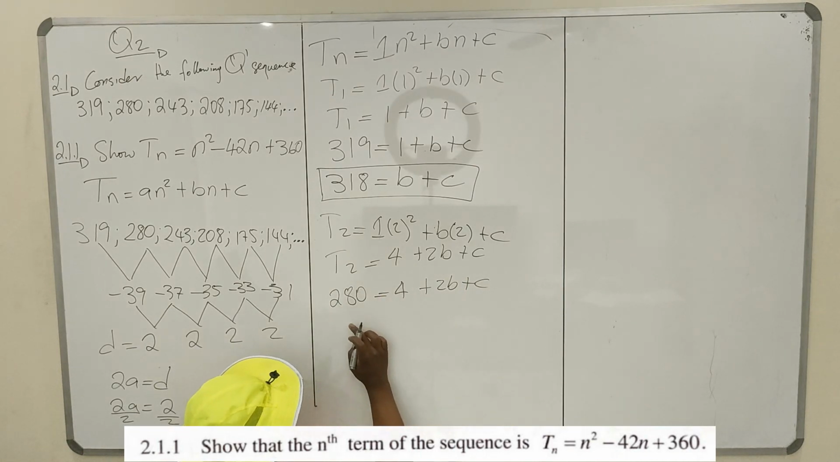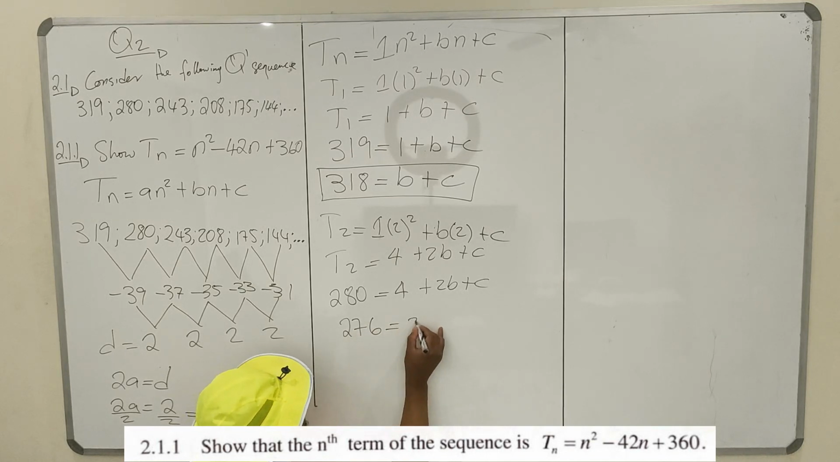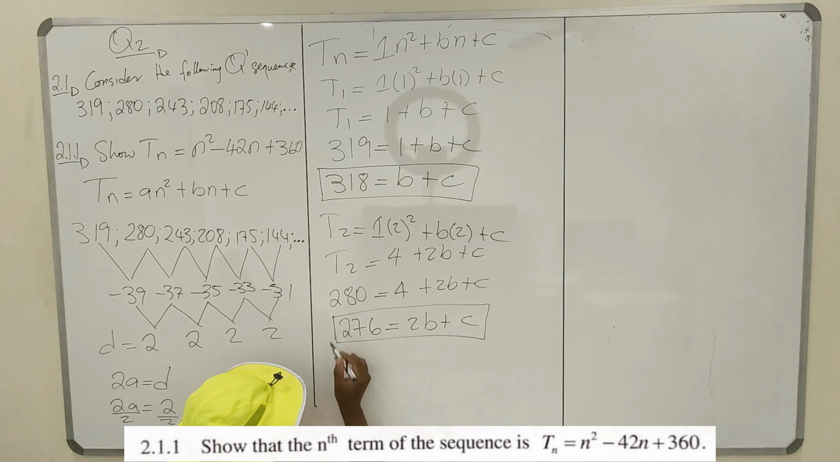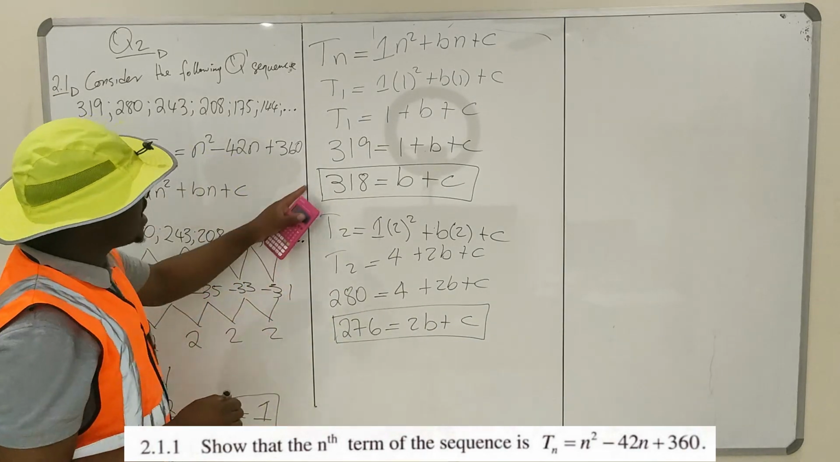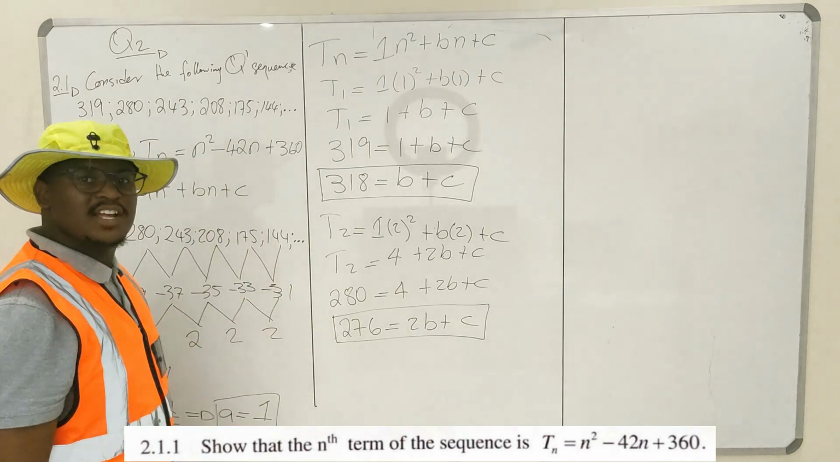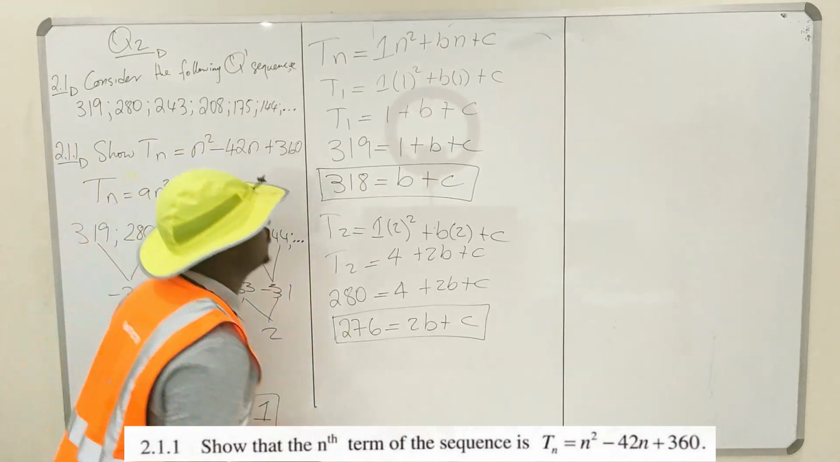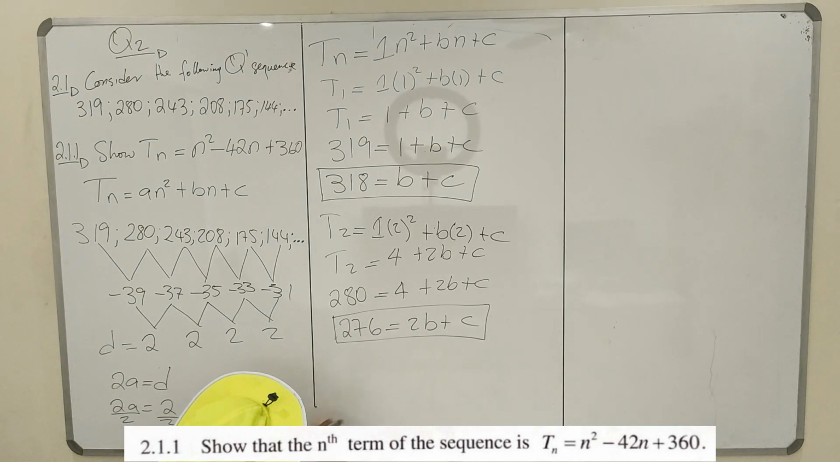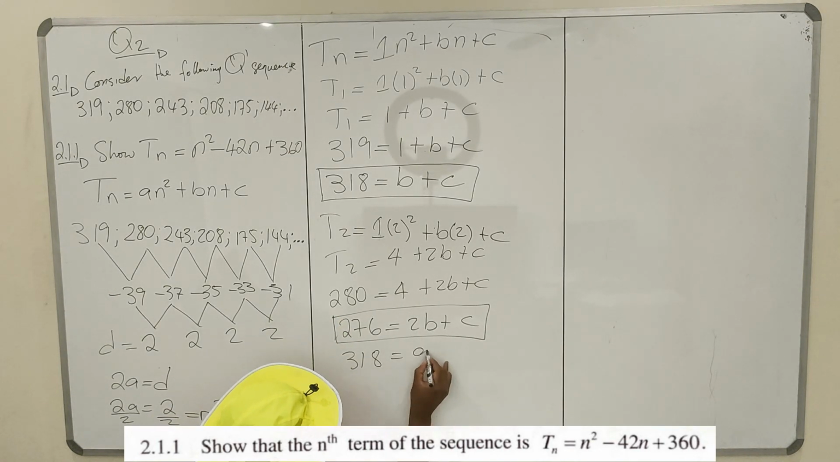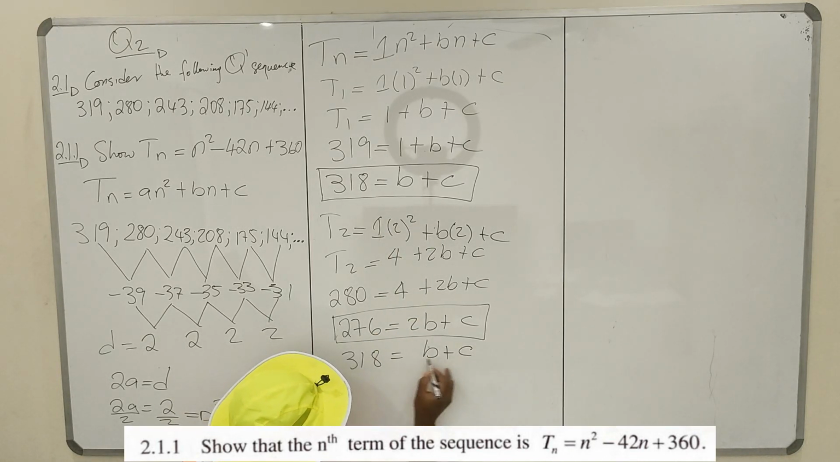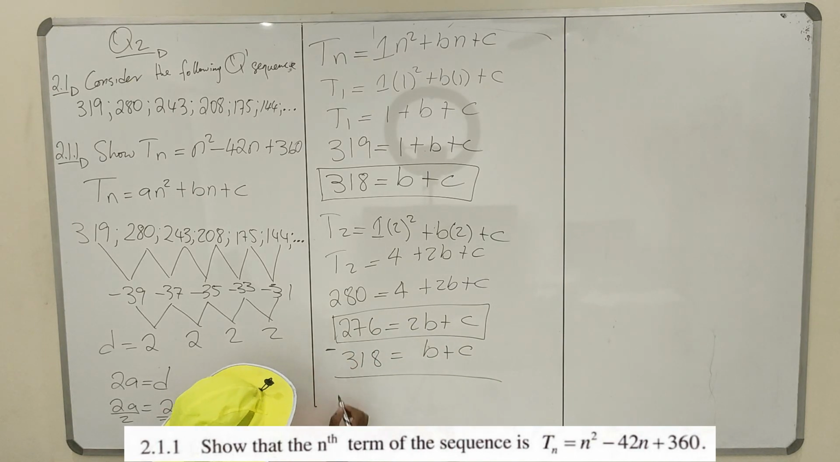Transpose the constant, the number, to the other side. So we have 276 is equal to 2b plus c. So this is the second equation, right? So we have two linear equations. You can solve them simultaneously by elimination, the easiest way. So you can write the other one down here: 318 is equal to b plus c. Then find the difference between the two.